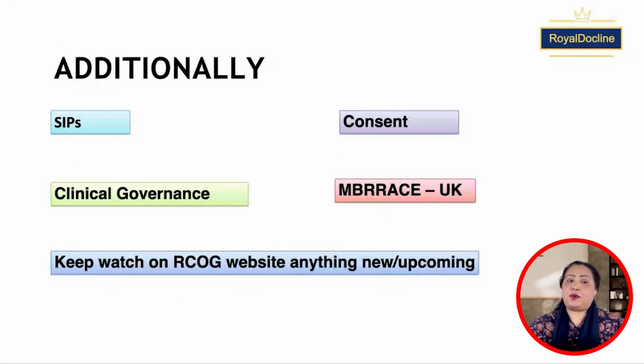Additionally, you have to go through the scientific impact papers, the consent issues, as well as the clinical governance part. The clinical governance is a very important topic. You cannot pass this exam without going through the clinical governance. Everybody should be aware about the clinical governance.